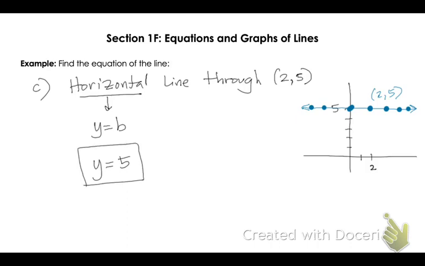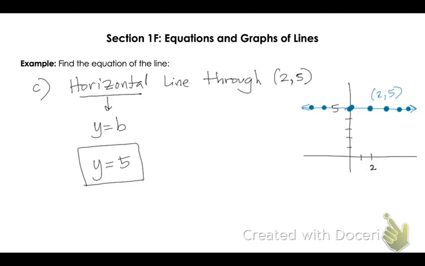You don't even use that x-coordinate because the horizontal line doesn't care what the x-coordinate is. Its answer is always 5. The y-coordinate is always 5. So if you can recognize that it's a horizontal line, there's a lot less work finding the equation of the line. Likewise with vertical lines.